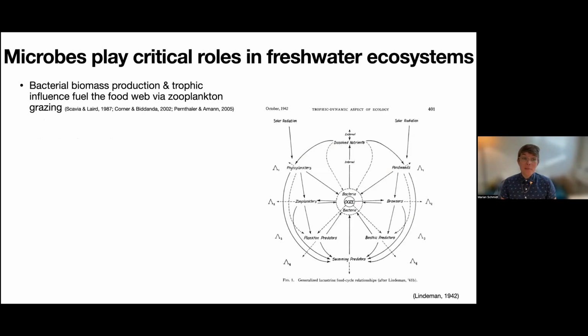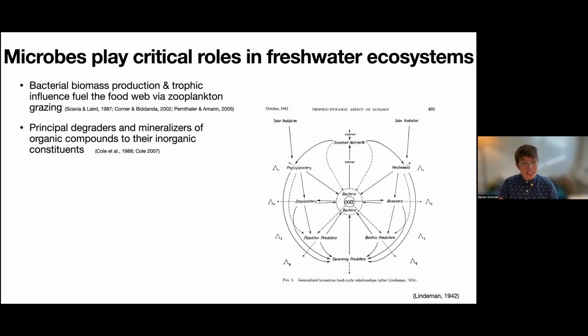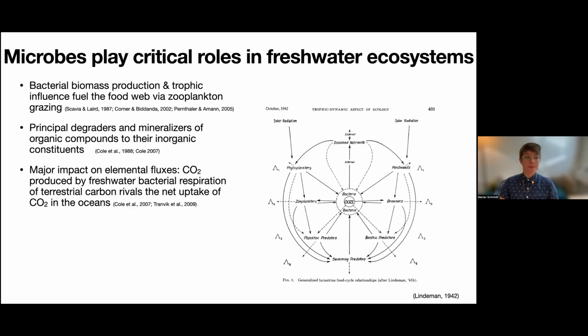And we know that microbes play critical roles in these freshwater ecosystems. Starting back in the 1940s, we can see this food web depiction from Lindeman, and right in the center, with tons of arrows going mostly to it and also from it, we see bacteria. We know now that bacterial biomass fuels the trophic cascades within food webs via zooplankton grazing. We know that bacteria and archaea can be principal degraders and mineralizers of organic compounds to their inorganic constituents, like CO2. And they have major impacts on elemental fluxes.